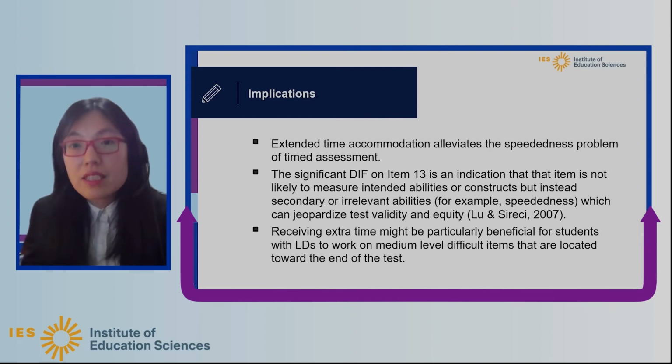The significant DIF on item 13 is an indication that this item is not likely to measure the intended abilities or construct, but instead secondary irrelevant abilities, for example, speediness, which can jeopardize test validity and equality. Receiving extra time might be particularly beneficial for students with learning disabilities to work on medium level difficulty items that are located toward the end of the test.